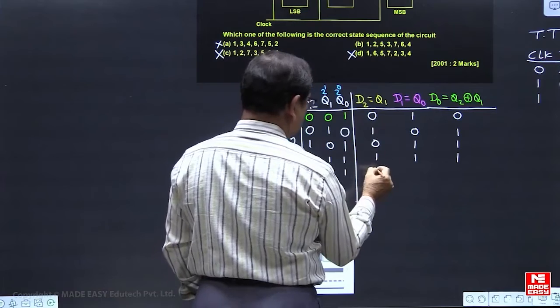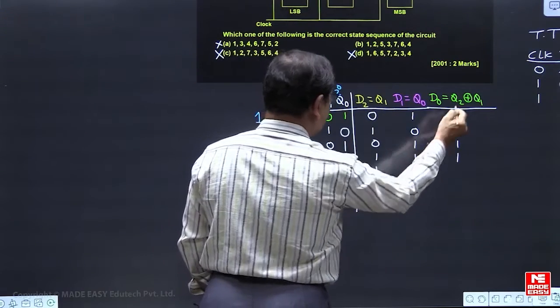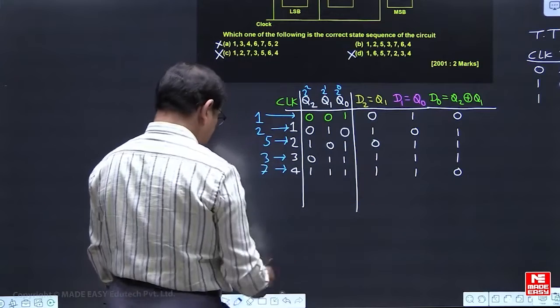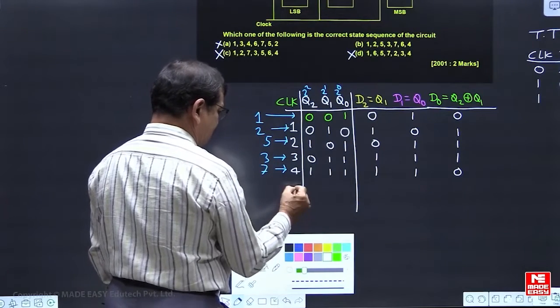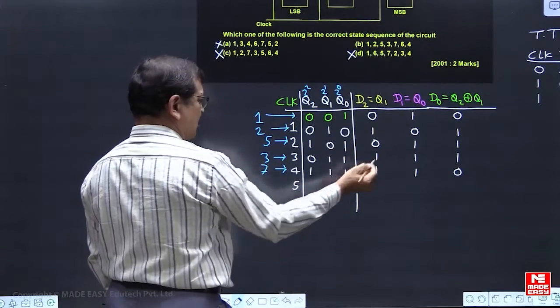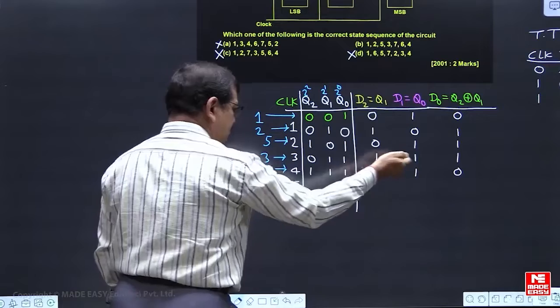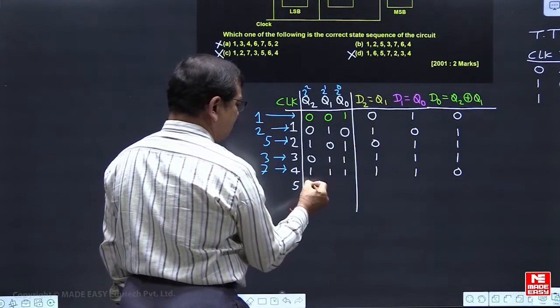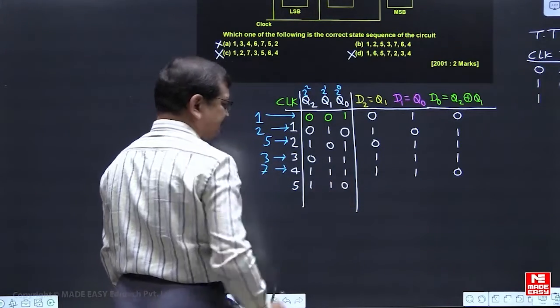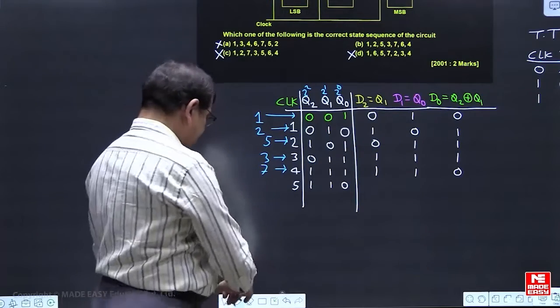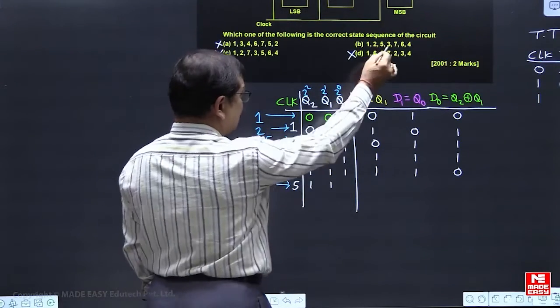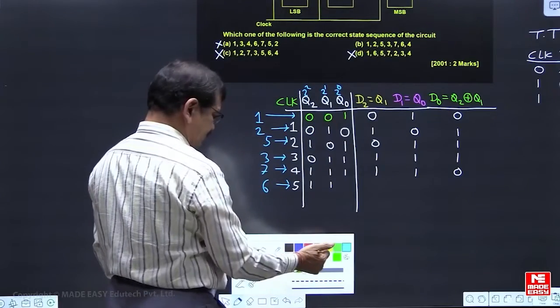So Q1 is 1, Q0 is 1, and XOR between Q2 and Q1 is 0. These are the inputs to the respective flip flops after this fourth clock pulse, or before the fifth clock pulse. Now, as and when we apply the clock, the next state is this. The equivalent decimal number is 6. So after 7 we get 6, matching.